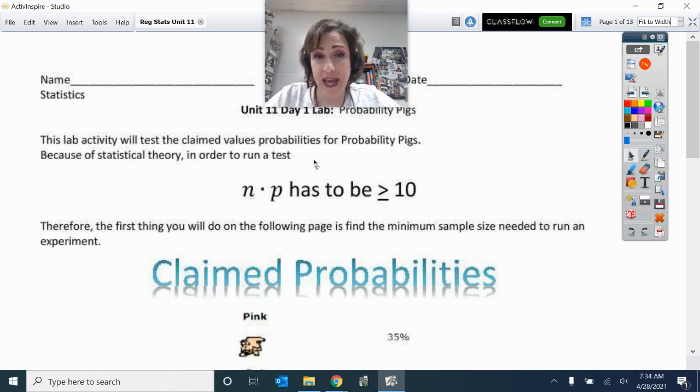Now, one thing we haven't discussed, but in AP statistics, we go into this in depth. In order to have a sample size that is quote unquote large enough so that the sampling distribution will be approximately normal, our sample size, the number of trials, how many times I'm going to roll this pig, times the claimed probability of what I'm looking for has to be greater than or equal to 10.